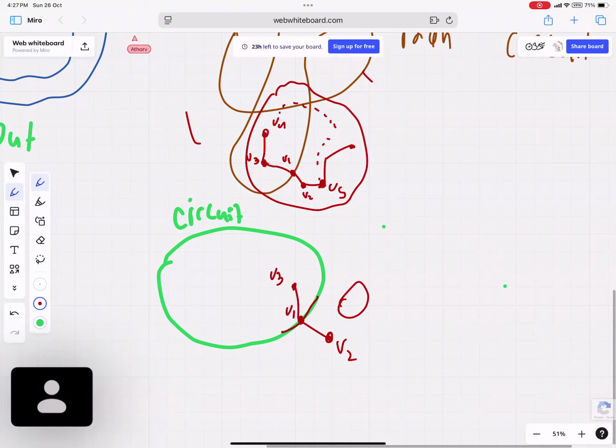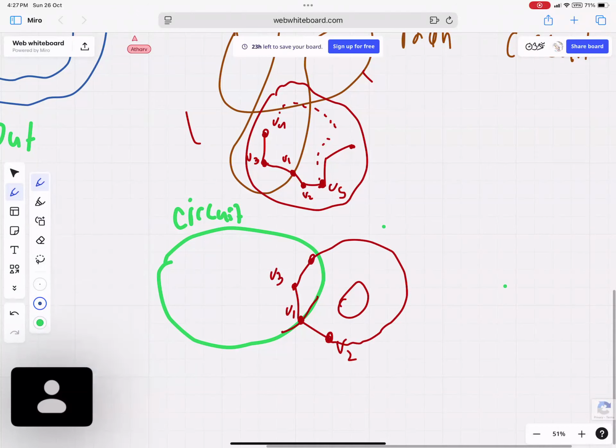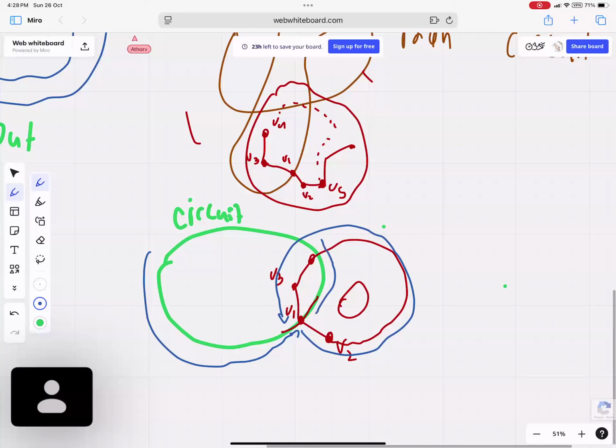And we can make the same argument for V3. V3 has an even degree, V3 is not in the circuit and is connected to V1, so it has to be connected to something else. And then we can get another cycle. The reason the cycle gives us a contradiction is that we can traverse this part of the graph, go around the cycle, and then continue in the circuit, which contradicts maximality.